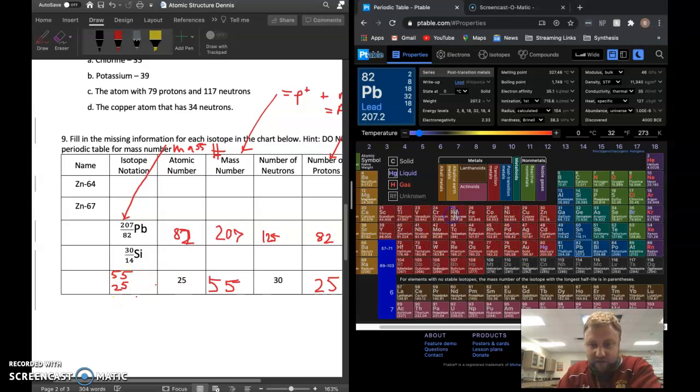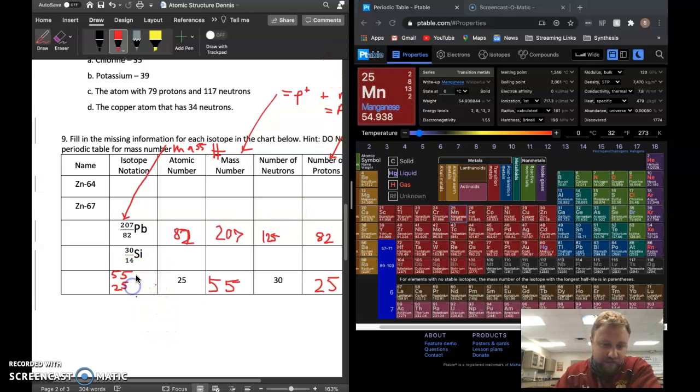And then from our atomic number, we can figure out what the element is. So let's look at 25. It's manganese, so we just have Mn. And then for the name, just Mn with the mass number, or you could put manganese with the mass number. So there you go. That's how you do those ones.